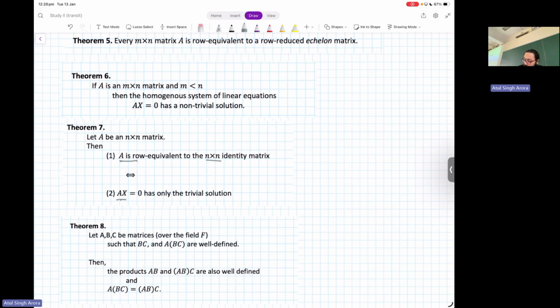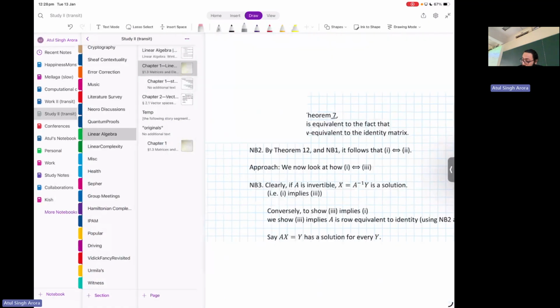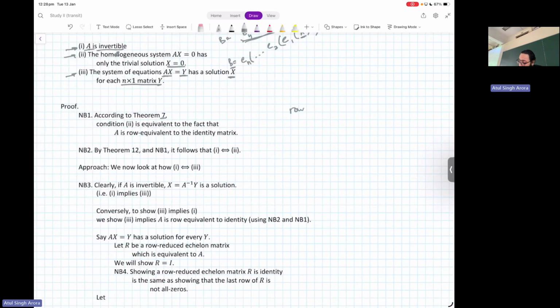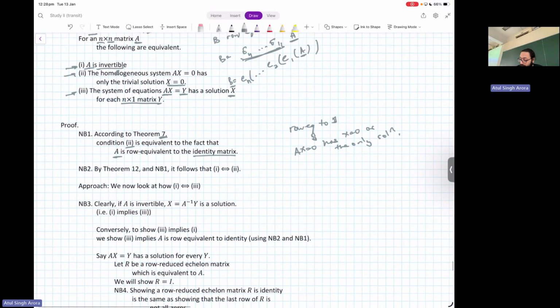So if A is row equivalent to the n cross n identity matrix, then Ax equal to 0 will have only the trivial solution. Okay, so row equivalent to identity is the same as Ax equal to 0 having x equal to 0 as the only solution. Is that okay? Alright. According to Theorem 7, condition 2 is equivalent to the fact that A is row equivalent to the identity matrix. Right? So this condition itself is just saying that the matrix has to be row equivalent to the identity matrix.